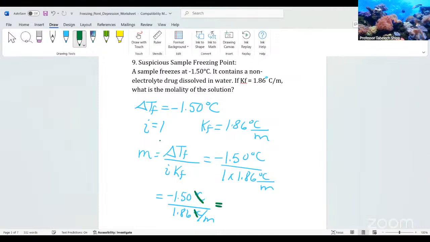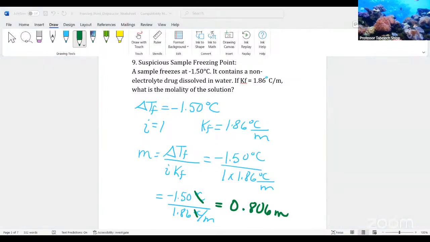So let's plug this into our calculator, okay? You've got 1.50 divided by 1.86, and we end up with 0.806 molality. Now, I know that there is a negative number there, but you cannot have a negative molality. So our final answer is just going to be 0.806, okay? That's what our final answer is going to be.